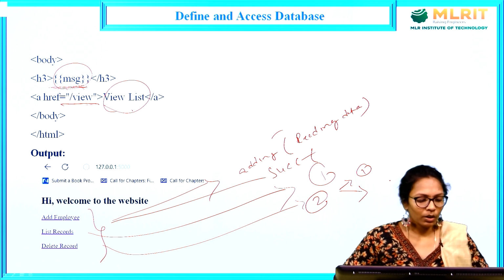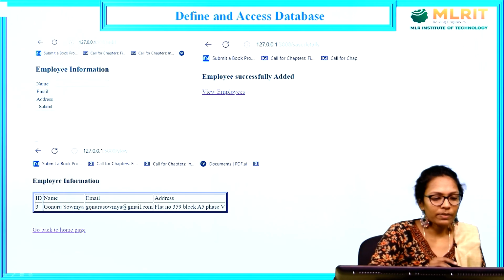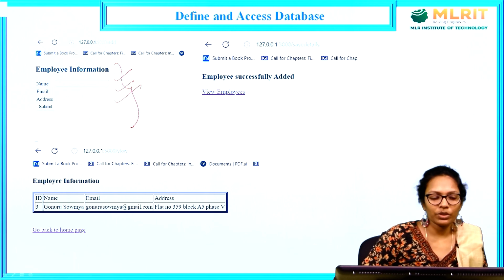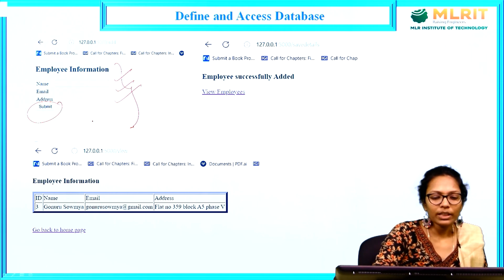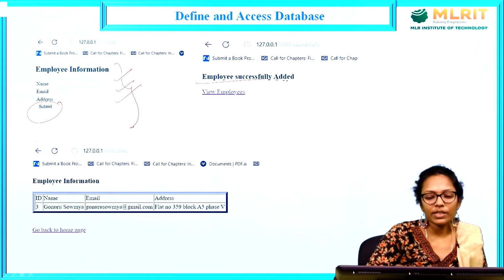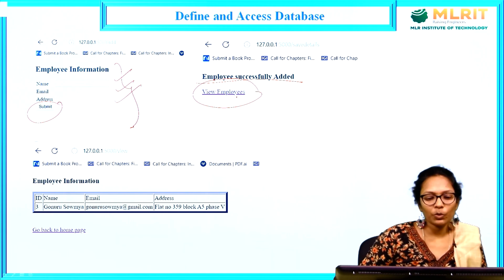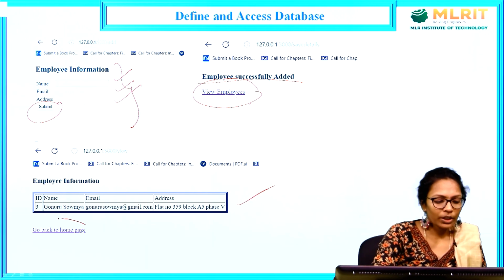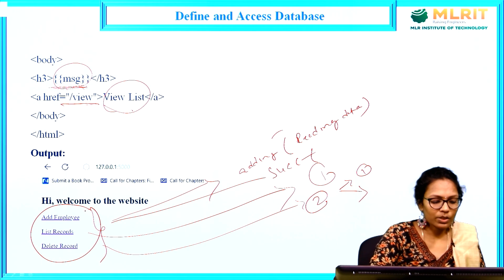Now coming to the output. We have these 3 hyperlinks on the home page. If you click on add employees, you will get this page where it will read name, email, address from the user. If you click on submit, it will go to save details. After saving, you will get the message employee successfully added, and the link view employees. If you click on view employees, it will display the details which you have added. And again, you're getting one hyperlink. If you click on go back to home page, you will get the first page, this home page.